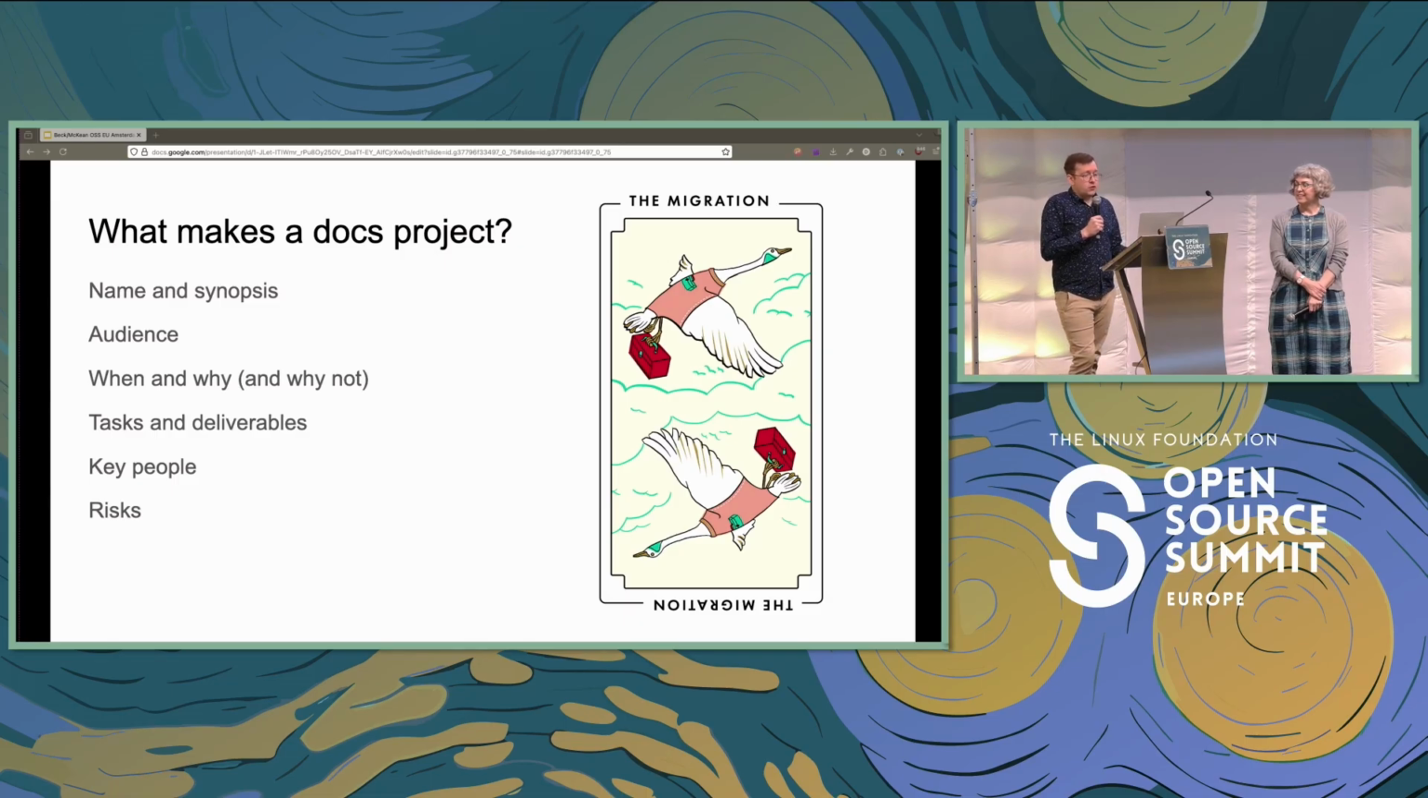Next, we break down when to do this thing. What problems is this kind of project going to solve?